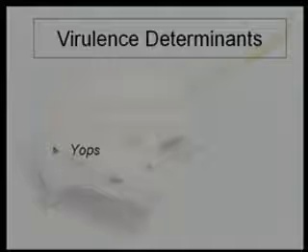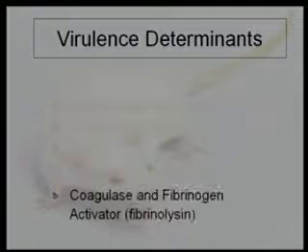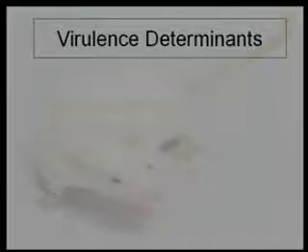YOPs, Yersinia outer membrane proteins, it stands for, and there are several of those. Envelope F1 antigen, that is the capsular antigen or capsule. Coagulase and fibrinogen activator, fibrinolysin. Okay? And those are involved in spreading, the breaking of the clots and spreading through the body.